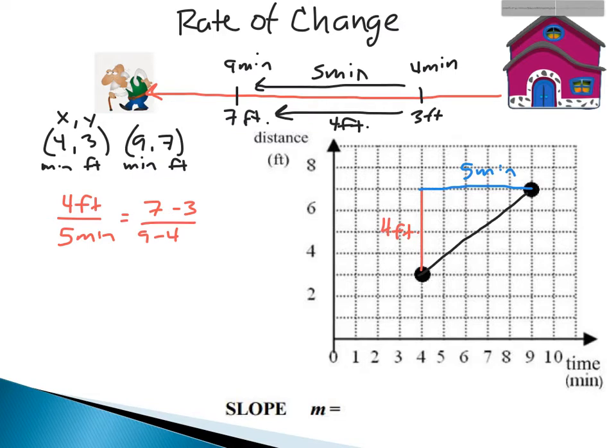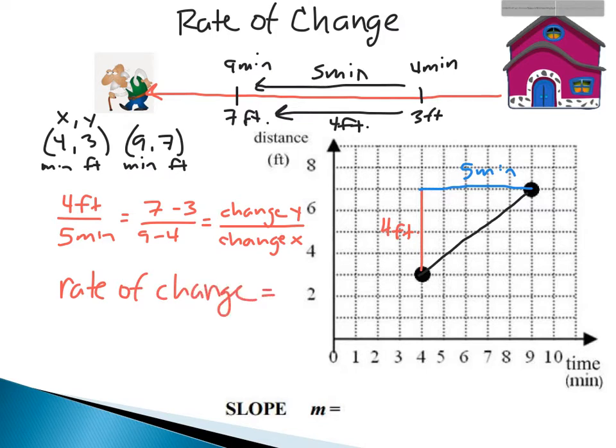If you take a look at what I am doing here, take a look at my 2 points. 7 and 3, what are those? Well, 7 here is my y value, and 3 is the y value here. So to find the 4 feet, I just simply took the change in y. I subtracted the 2 values, a change in y, and to find the minutes, I just simply took the change in x. And this is exactly what rate of change is. Rate of change is equal to my change in y over my change in x.